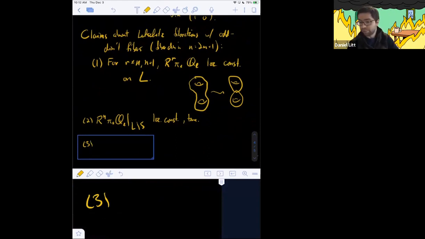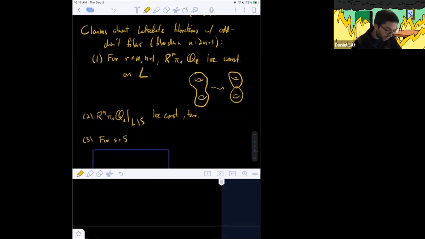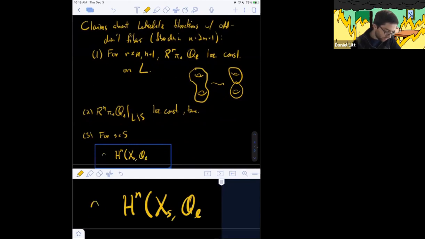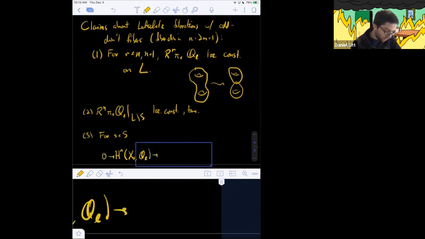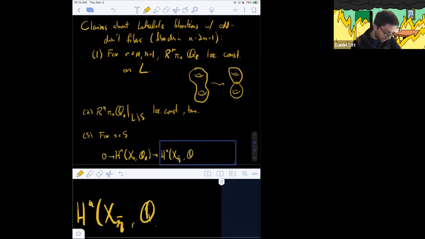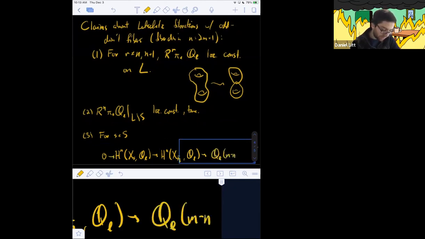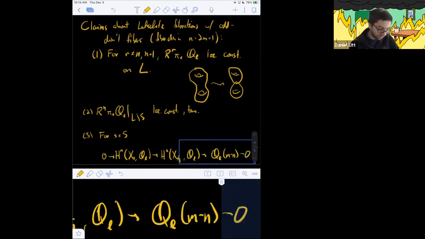So let's talk about the vanishing cycles now. For s in S, there's this co-specialization map from H^n of X_s, QL, to H^n of the geometric generic fiber, QL, and the co-kernel is going to be given by QL of m minus n to 0.